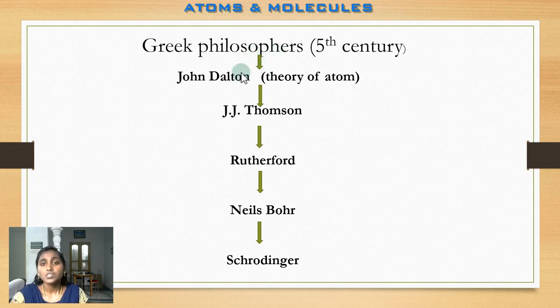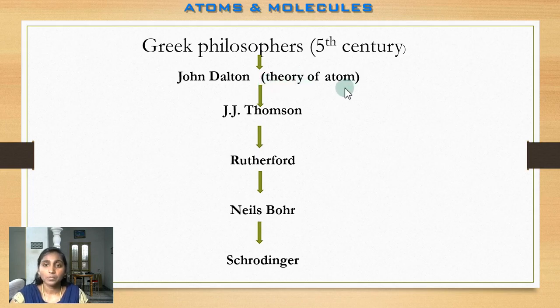Next, John Dalton. John Dalton is another chemist. John Dalton gave the theory of an atom. About the atom he gave one theory, that is called the theory of an atom.